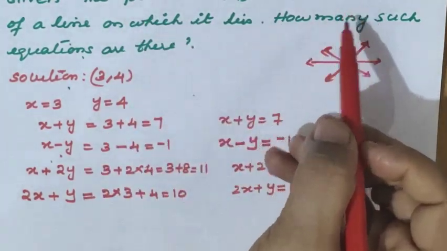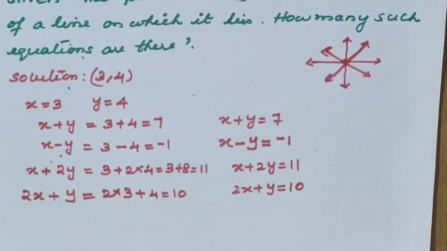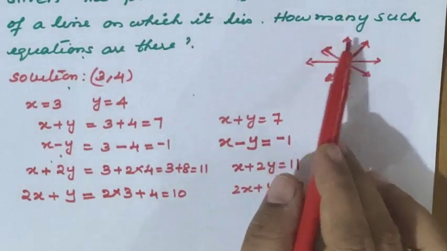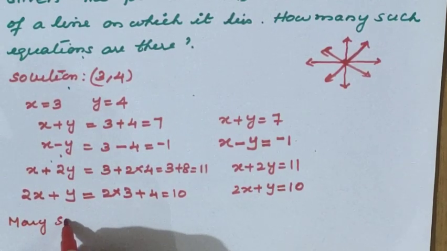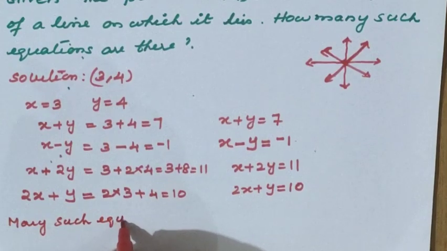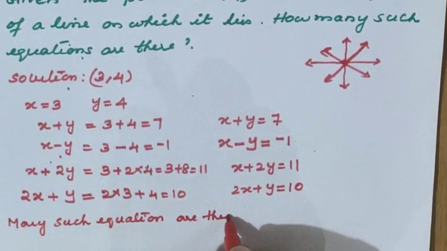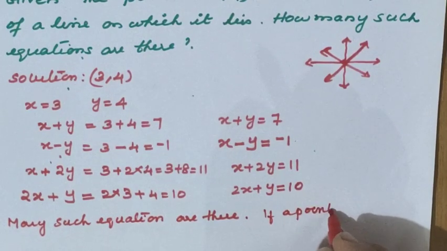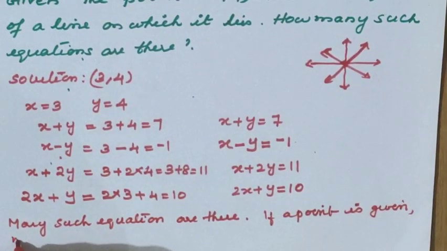So what is the solution? Find the equation of the line on which it lies, any one of the equations you can write. So you should write minimum 3, right, minimum 3 or 4. Then we have to write how many such equations are there. Many such equations are there. What is the justification for this? If a point is given, many lines can be drawn.